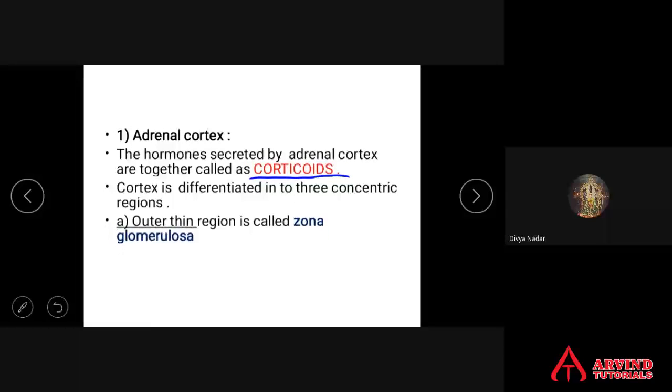The outer thin region is called zona glomerulosa, and the zona glomerulosa secretes mineralocorticoids. The hormones generally produced by the adrenal cortex are called corticoids. The zona glomerulosa, the outer thin region of the adrenal cortex, secretes a hormone called mineralocorticoid. That means even mineralocorticoid is a corticoid hormone.